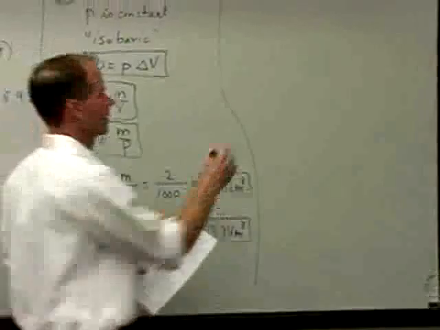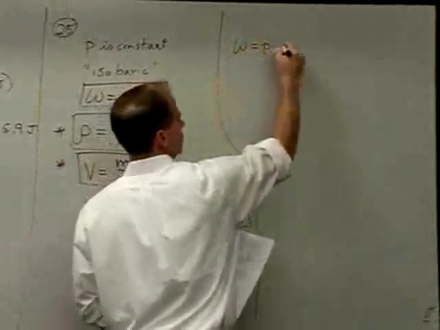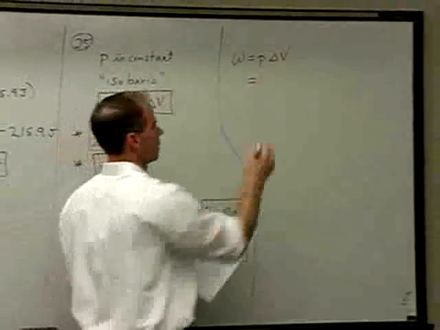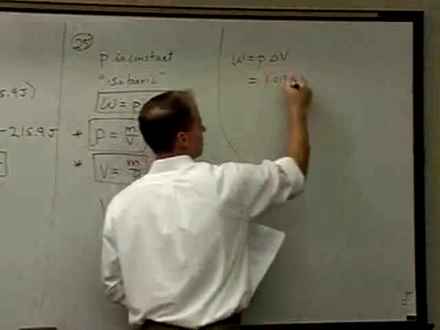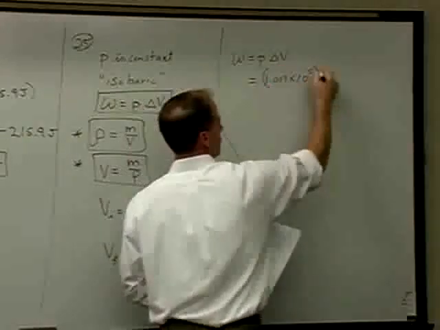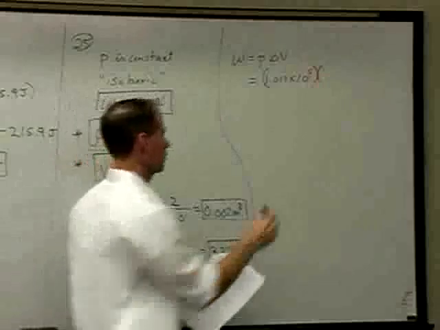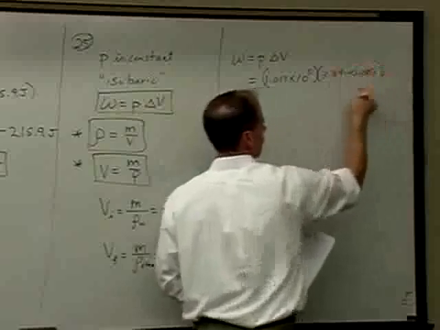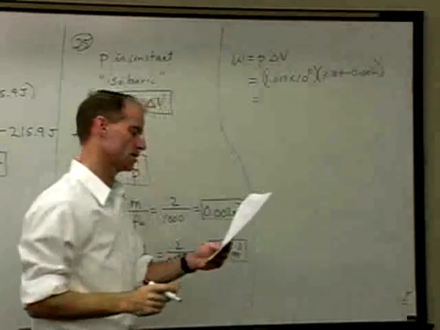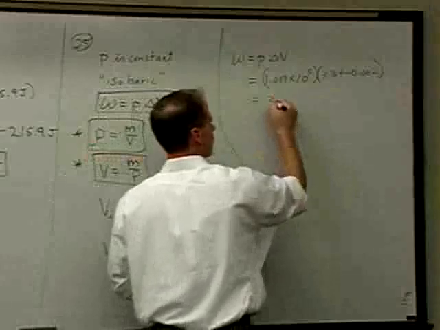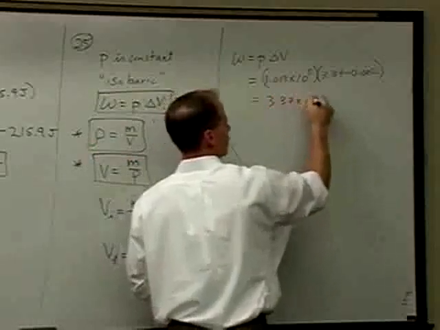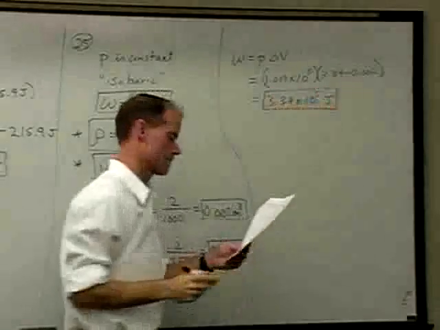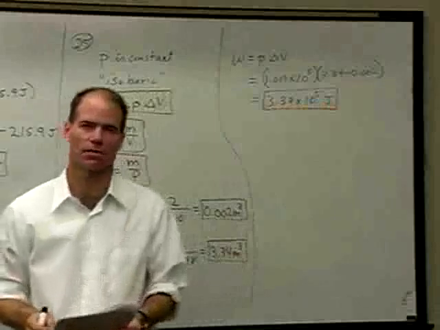So our work done, which is pressure times the change in volume, will be the pressure. This is all going to be done at 1 atmosphere, so we'll have 1.013 times 10 to the 5 pascals times the final volume 3.34 minus the initial volume 0.002. And this will be 3.37 times 10 to the 5 joules. So that's the work done in that conversion.